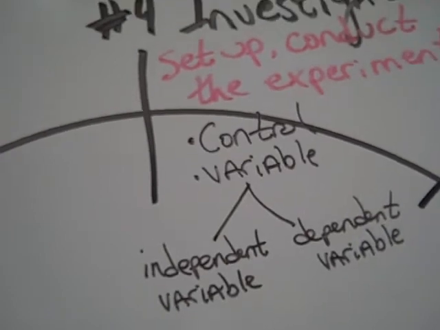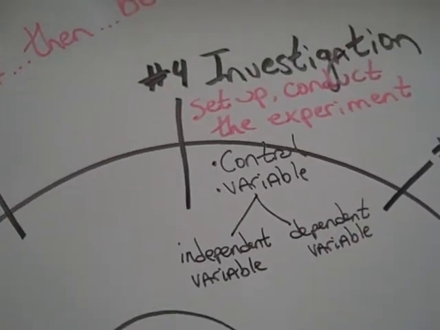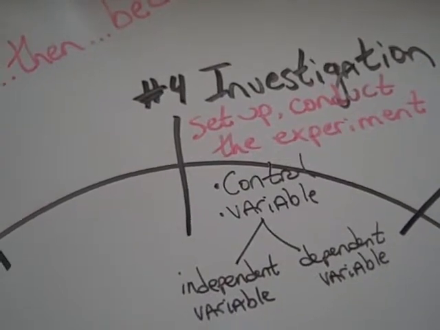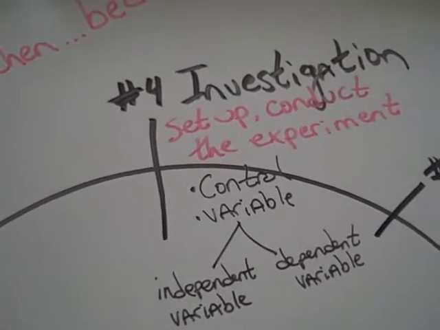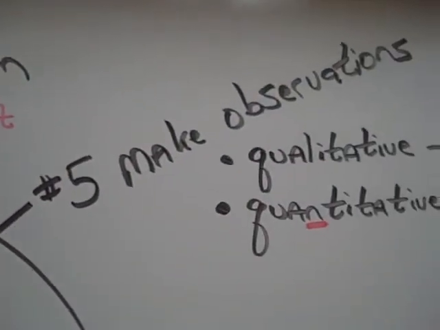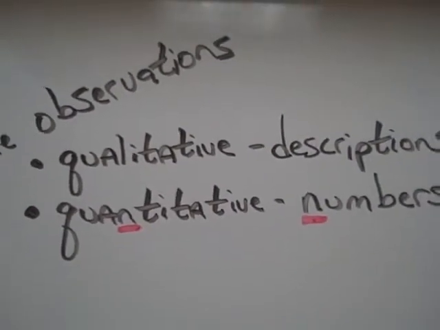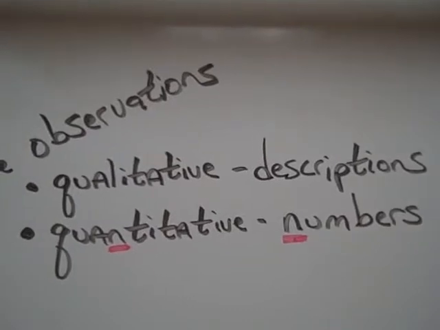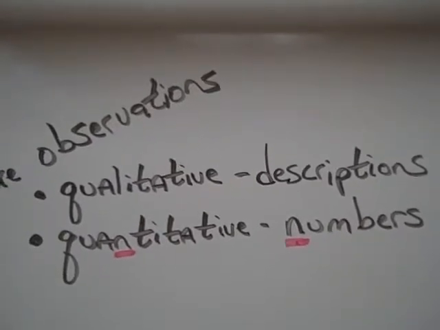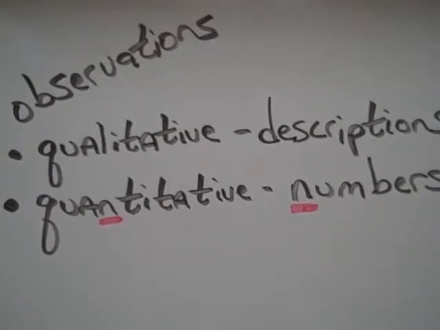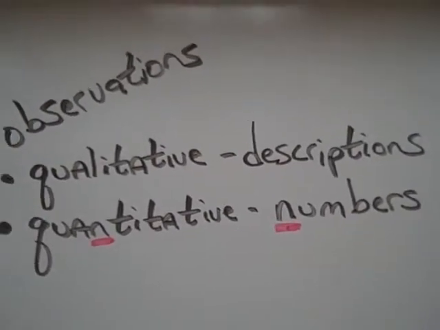In any experiment, it is always important to only change one item at a time so that scientists know what actually made the effect. During the experiment, scientists will make observations. 2 types of observations may be made. Those include qualitative observations, which are descriptions, and quantitative observations, which are numbers. Notice the N in quantitative and numbers.